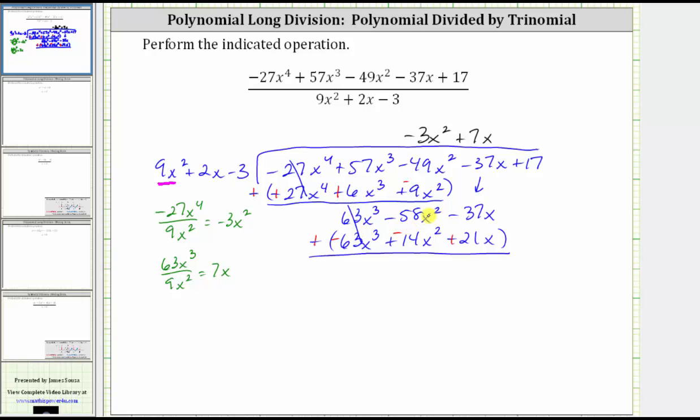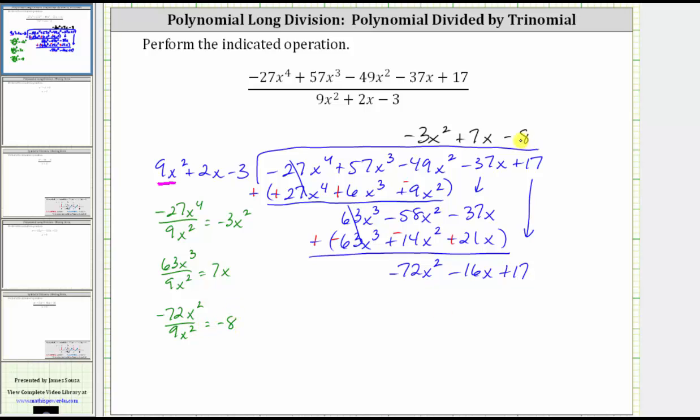Here we have negative 58x squared plus negative 14x squared, which gives us negative 72x squared. And here we have negative 37x plus 21x, which is negative 16x, giving us minus 16x. Now we bring down the last term in the dividend, giving us plus 17 here, and repeat the process one more time. Looking at just negative 72x squared and 9x squared, we ask what times 9x squared is equal to negative 72x squared, which is negative 8, giving us a minus 8 in the quotient. Or again, if needed, we can divide negative 72x squared by 9x squared, which does give us negative 8.